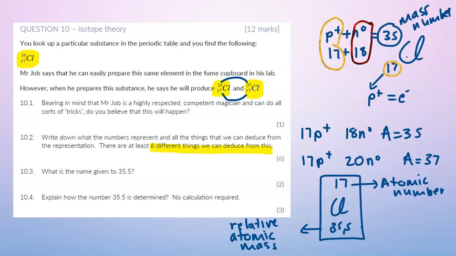All right, but now we know we have a gazillion chlorine atoms out there and they each have their own unique mass numbers. But we can't have so many numbers floating around. So what they did is they determined the average of all those mass numbers. And that is how we got to the relative atomic mass. So they basically just took all the individual mass numbers and they found the average. So for 10.4, you're just going to say it's the average of the mass numbers of all the isotopes.